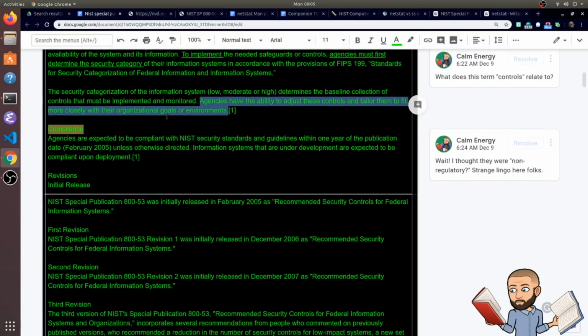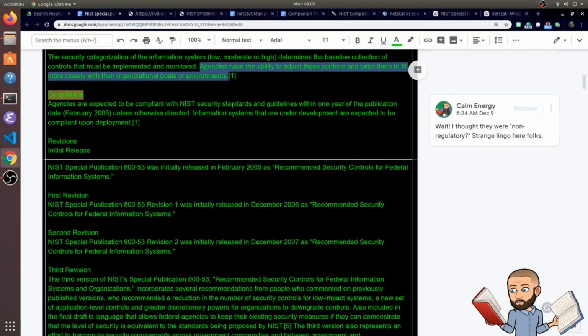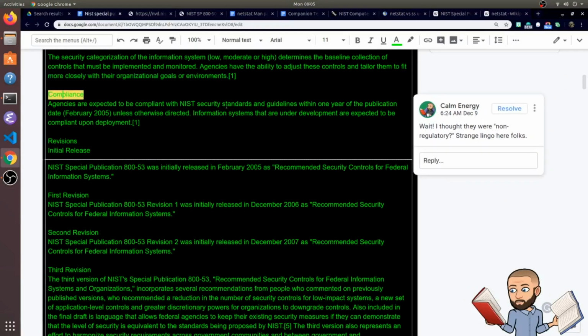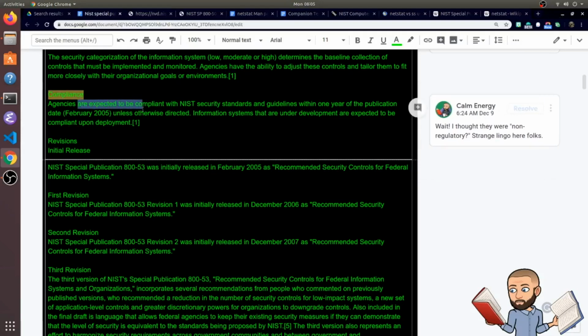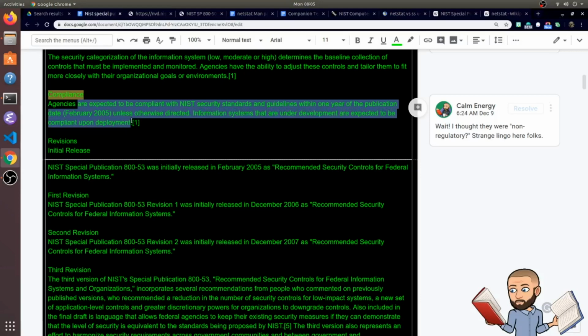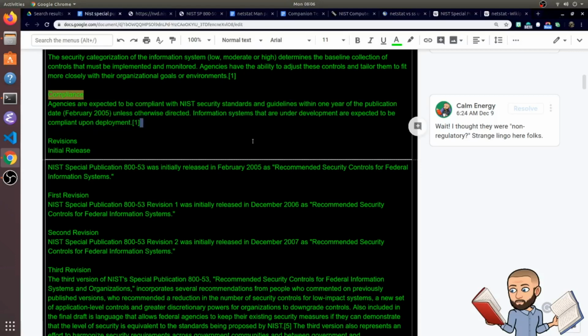Our agencies have some freedom in this, it says, which leads me to one of the confusing parts of this Wikipedia article, the compliance part. Agencies are expected to be compliant with NIST security standards and guidelines within 1 year of the publication date. And there's revisions, by the way. So you must be compliant unless otherwise directed, and information systems that are under development are expected to be compliant upon deployment.